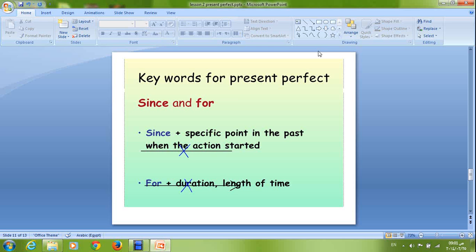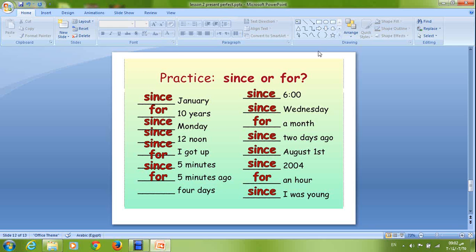Keywords for the present perfect: since and for. Since plus a specific point in the past when the action started. For plus duration or length of time. Again, since, I put after since a specific point in the past. Example, since 1990, since 2000. But for 2 days, for 3 days, I put just a duration. You can see it here. Since January, so January is a specific time. For 10 years, 10 years is what? Is a duration. Since Monday, why? Because Monday is a specific time.